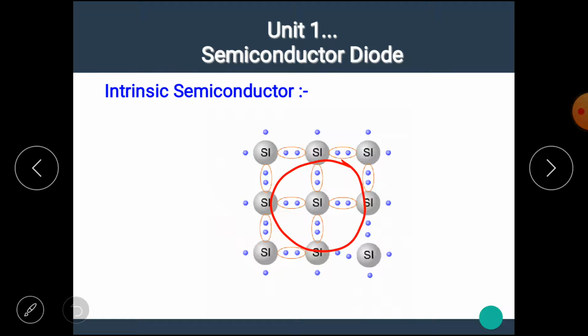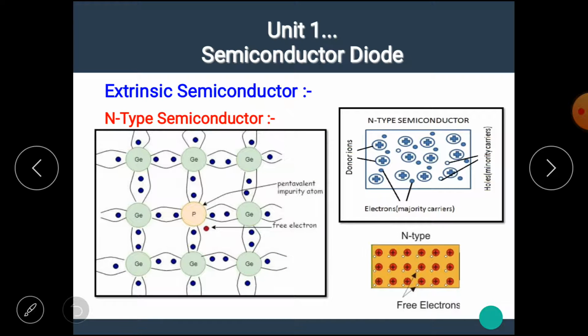Now let's see the next type, extrinsic semiconductor material. As we know, the pure form of semiconductor is known as intrinsic semiconductor, and the impure form of semiconductor is called extrinsic semiconductor. In other words, we can also say that the semiconductor in which impurity is present is called an extrinsic semiconductor. The impurities are added by the doping process.